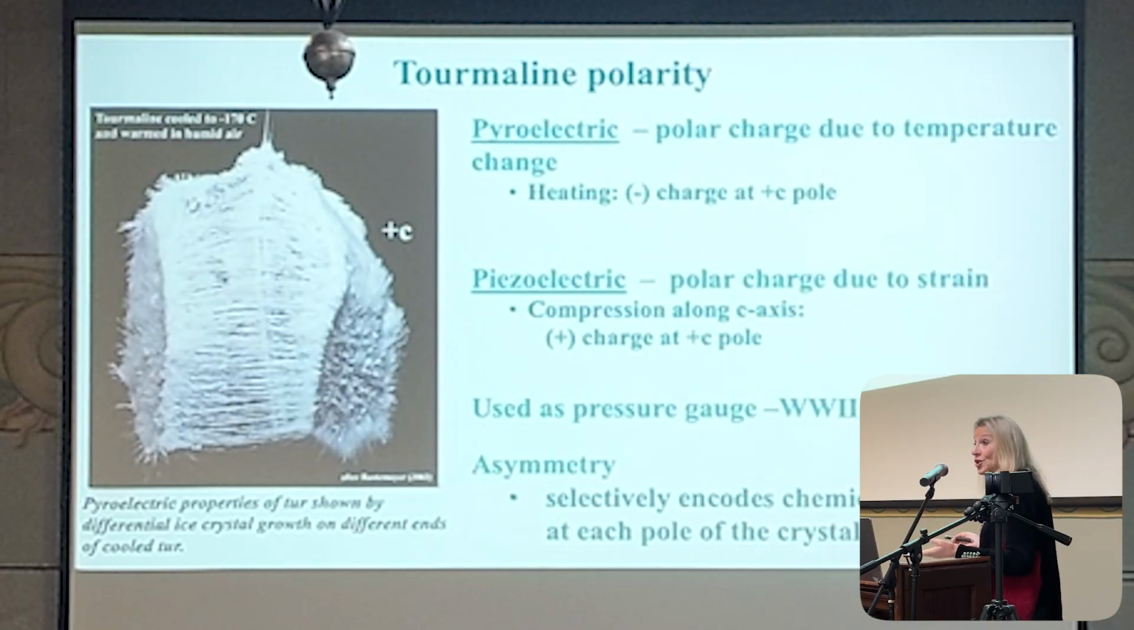It also was used during World War II as a pressure gauge to monitor underwater explosions. And today, some compositions of tourmaline are also used to monitor underground nuclear explosions. So it's become very important technologically. And this asymmetry also allows the mineral to selectively incorporate different chemical elements at different ends of the crystal. And that will become important a bit later.